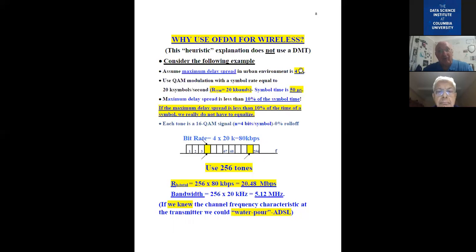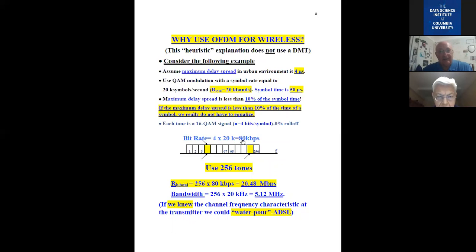Suppose the maximum delay spread in an urban environment, which was true for the GSM model, is 4 microseconds, around 4,000 feet. This is less than 10% of that, and so I don't have to worry about delay spread. And so let's use 16 QAM. I send 4 bits every T seconds.